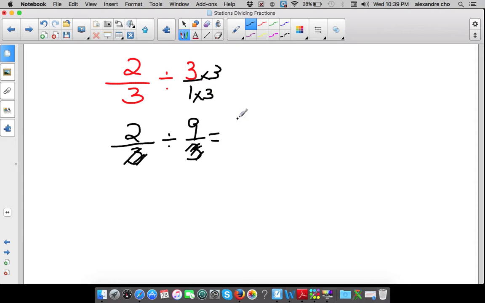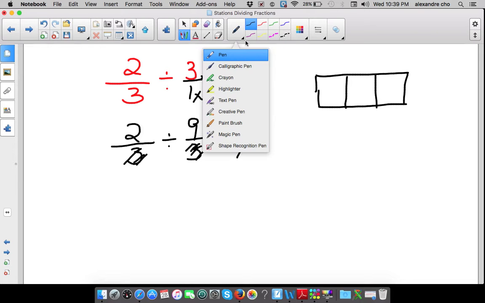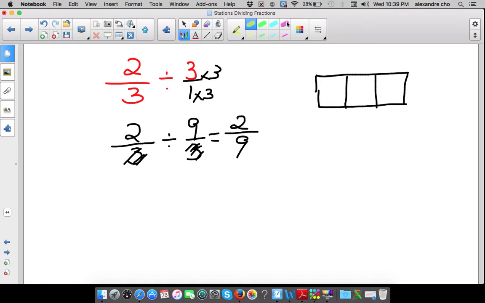Well, write this as a fraction, 2 over 9. So 2/9 is your answer. Let's see how we represent this as a picture. Take a circle, take a bar, whatever is easier for you. Let's take a bar. And let's shade this to show that we have 2/3.